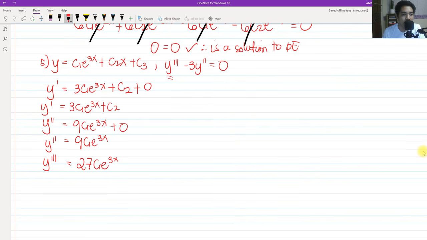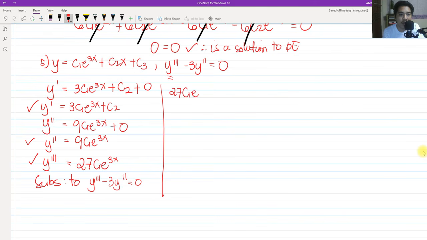Okay. So we get now the y triple prime, the y double prime, and the y prime, and we have the y. So it's now time to substitute in our equation y triple prime minus 3y double prime. So, y triple prime is equal to 27c sub 1 e raised to 3x, minus 3 times the y double prime. Our y double prime is 9c sub 1 e raised to 3x equals 0.